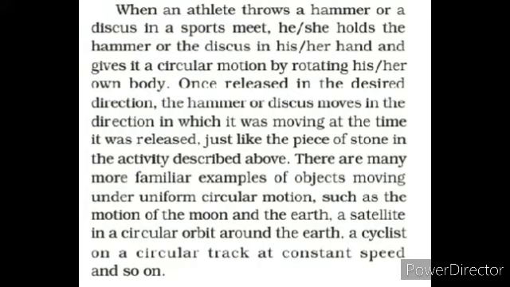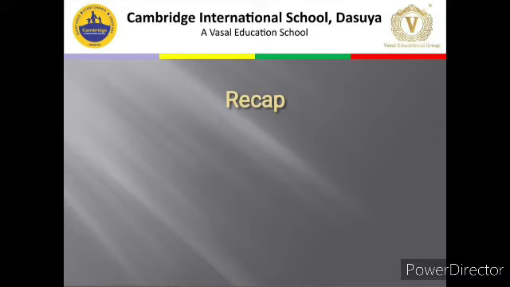There are many more familiar examples of objects moving under uniform circular motion. Now it can be asked to tell some examples. So the satellite in a circular orbit around the earth, the cyclist on the circular track, the needles of your clock, the movement of your fan, the rotation of earth around the sun, moon around the earth. These all can be your examples of uniform circular motion. Now children, this is all about uniform circular motion.